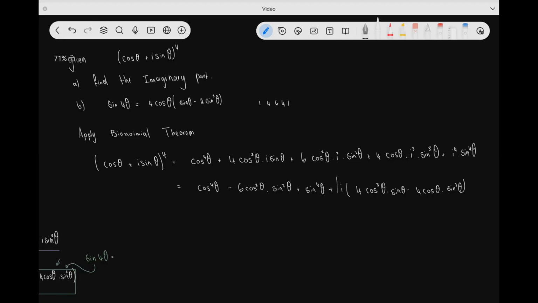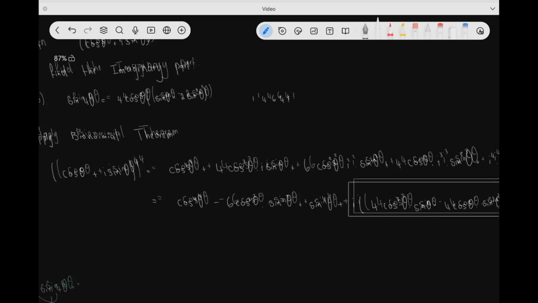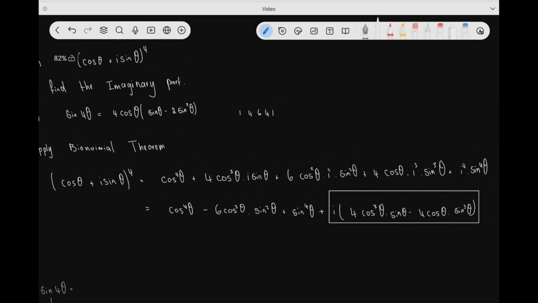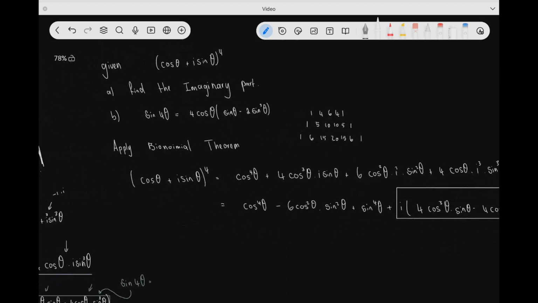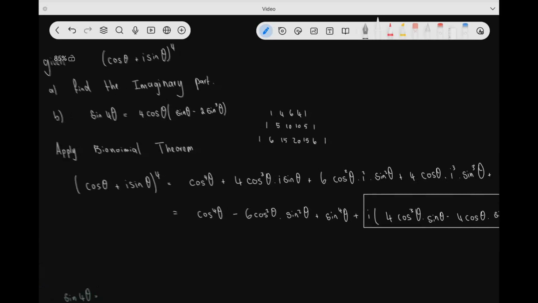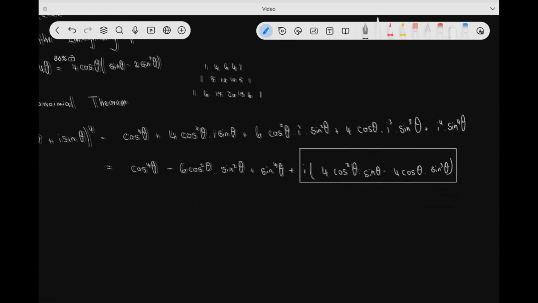There's our imaginary part. We got that locked and loaded. You can apply the same thing, by the way, if it's raised to the power of 5. You just use 1, 5, 10, 10, 5, 1. If it's raised to the power of 6, it's going to be a monstrous equation, with a lot of identities you need to apply here. But all of them you solve exactly the same. It's literally the same technique over and over and over. Okay, so we got our imaginary part.